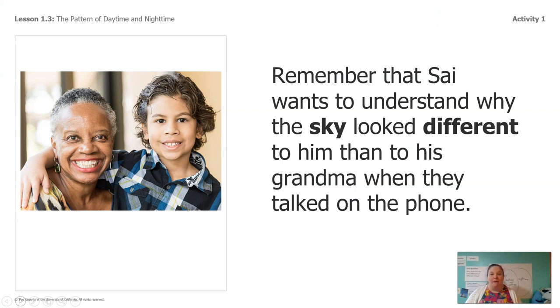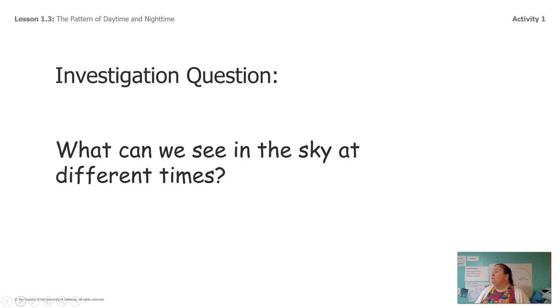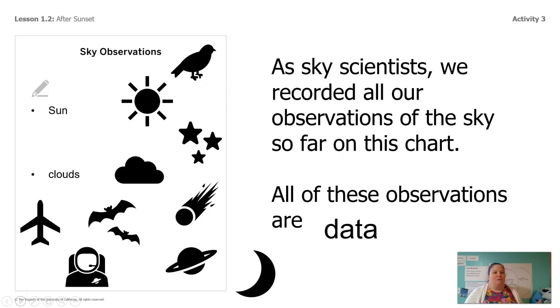All right, so if we remember, we've got Sai and his grandma. And Sai wants to know why the sky looked different to him than it did to his grandma when they talked on the phone. Okay, so that's what we're looking at today. And in order to figure out that really big question, we're gonna look at a tiny question today, which is, what can we see in the sky at different times? What do we see in the sky in the morning, in the afternoon, at night? What do we see?